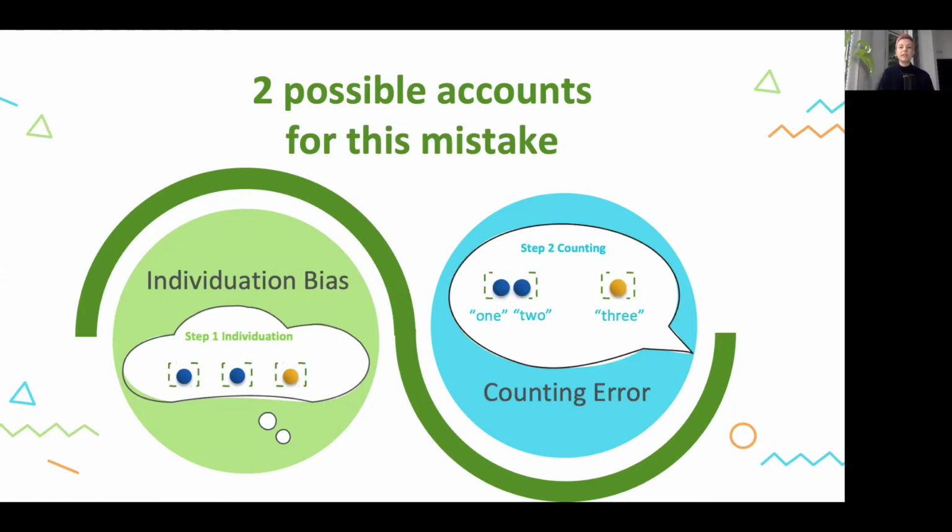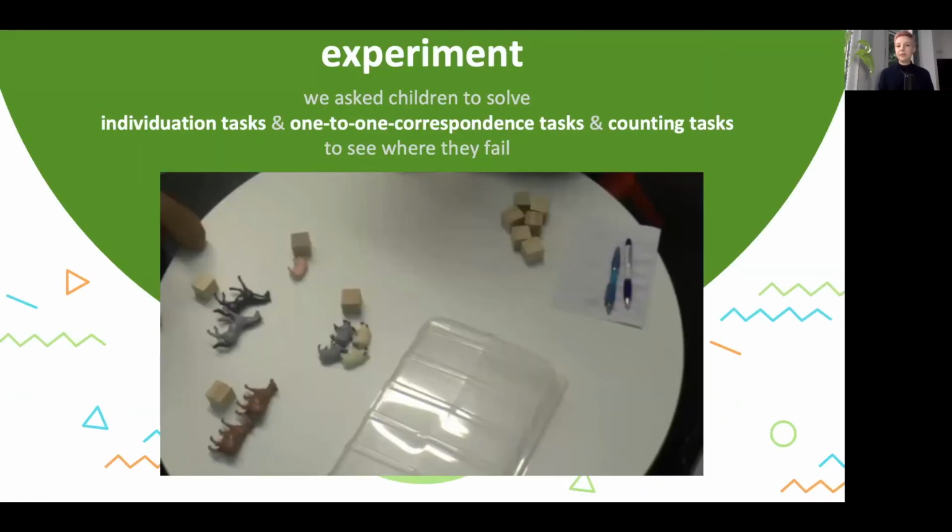Maybe children can make correct mental units of blue and yellow. But for some reason, when it comes to counting, they misunderstand the one-to-one correspondence. Rather than having each number correspond to their mental units, they might think that every discrete object on the table needs to be counted.